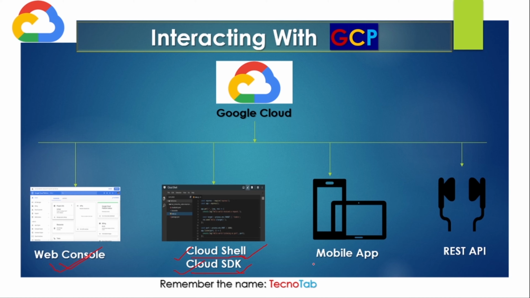Google also provides a mobile app, available on the Google Play Store, for interacting with your resources. And if you want to access the resources programmatically, you can use the REST APIs that are very convenient and provided by Google. You can use any language for interacting with them, like C Sharp, Python, Java, or any other language. Right now, let's have a closer look at Cloud Shell.